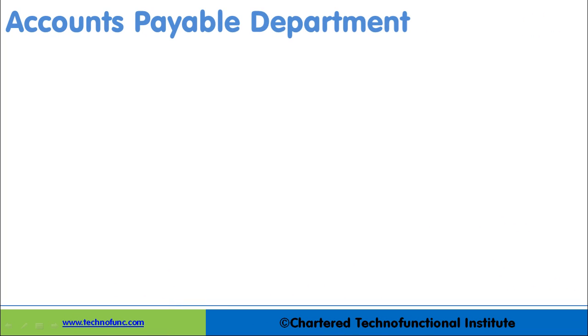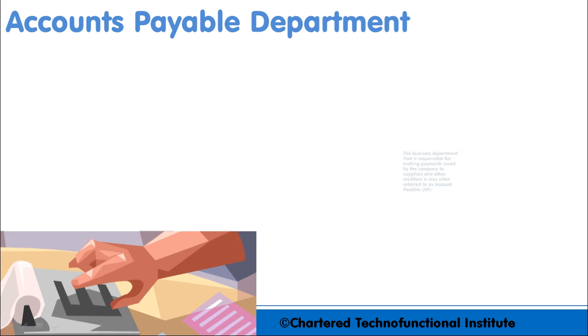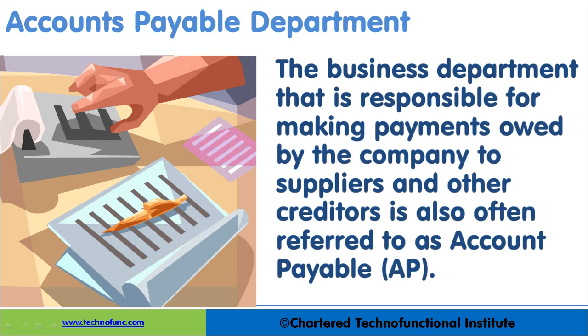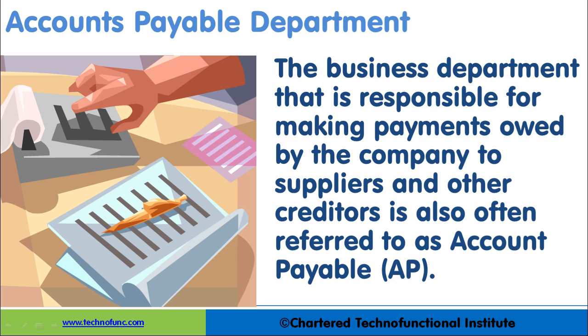Large companies have a huge number of suppliers. To remain competitive they need to manage their procure-to-pay process very effectively. They create a specialized division to handle these operations. The business department that is responsible for making payments owed by the company to suppliers and other creditors is also often referred to as accounts payable, AP.